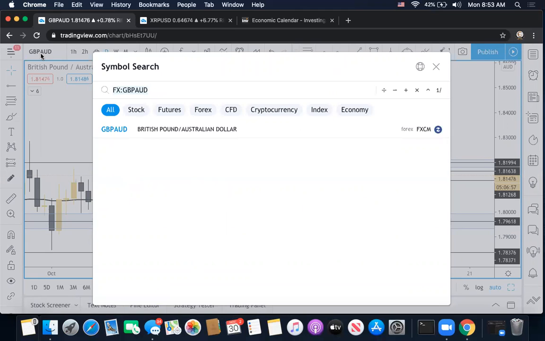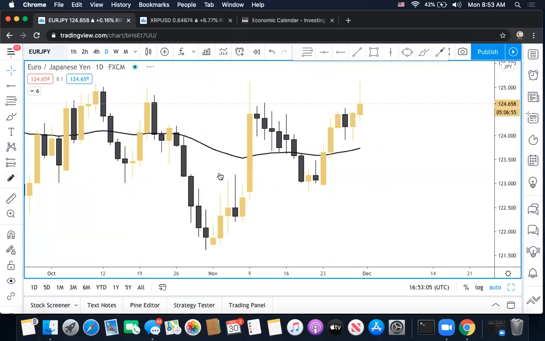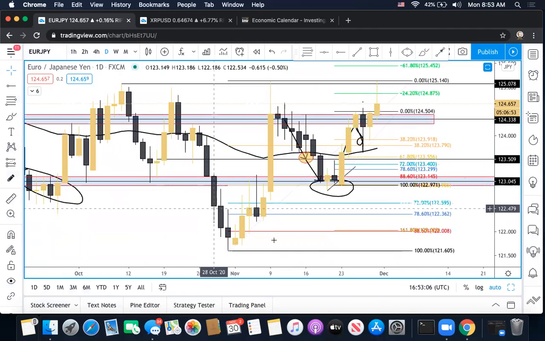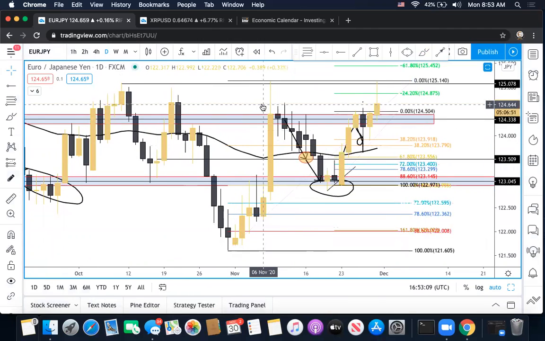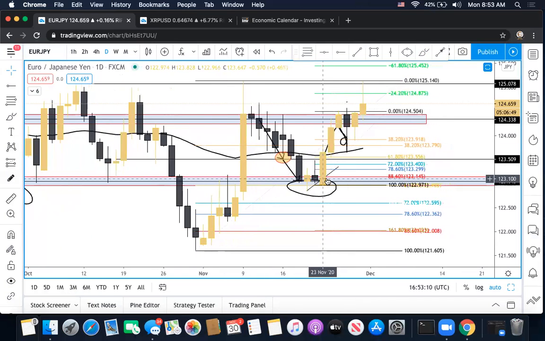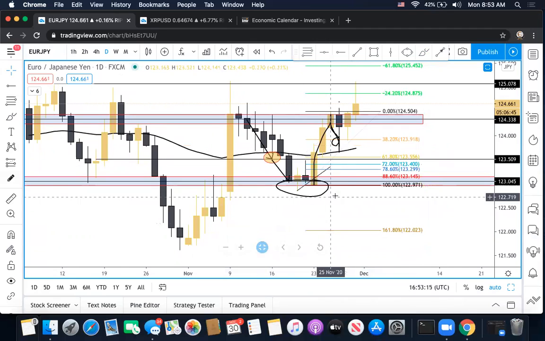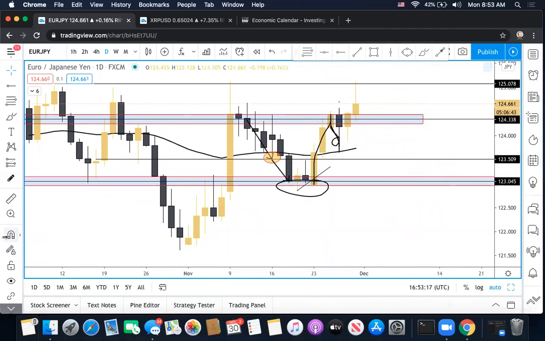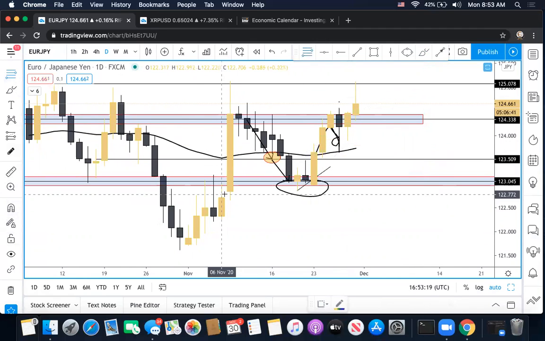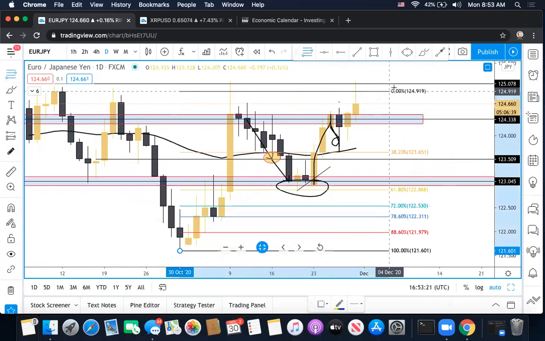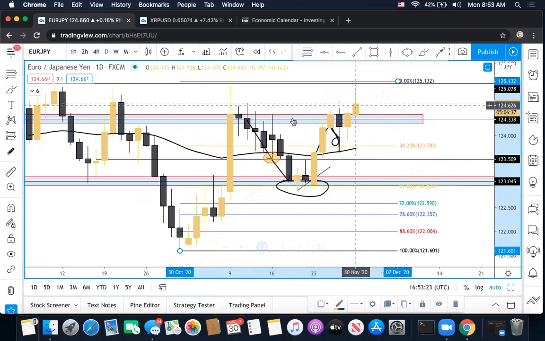All right, EURJPY, another pair I called out. Strong bullish engulfing. I knew this was the retracement, just so we could follow along. The first fib was from this low to the high, pretty much a 61.8 retracement rejection that led to the uptrend.